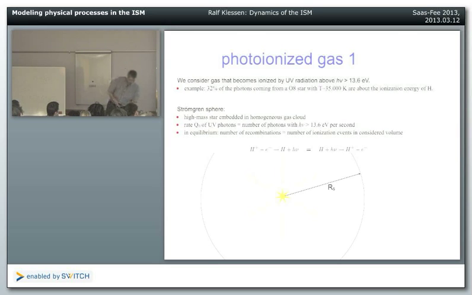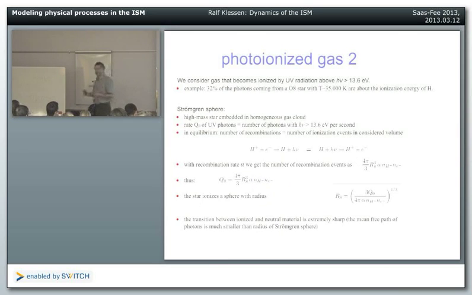So what we need to do now is we need to ask ourselves, what is now the number of recombinations I have, and what is the number of ionizations I have? And when or over which volume do these two rates balance each other?